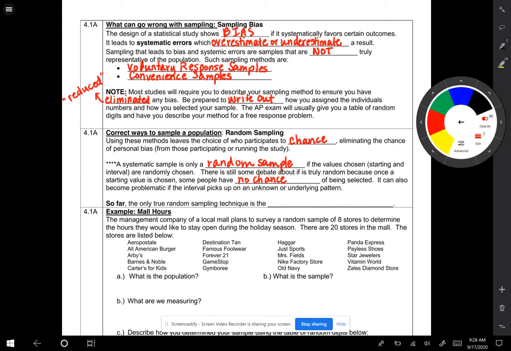It can also become problematic if the interval picks up on any unknown or underlying pattern. So, like the first 100 people, I mean, they might have a certain thing in common. So if that's the underlying pattern, then you're not really inferring about the whole population. So far, the only true random sampling technique is that simple random sample known in our class as the SRS.